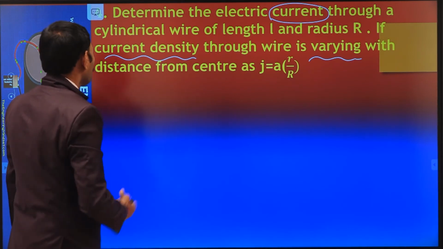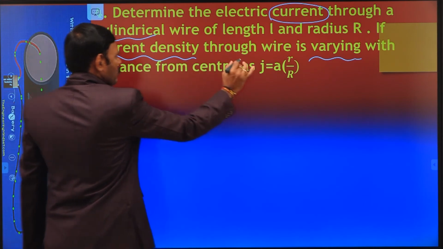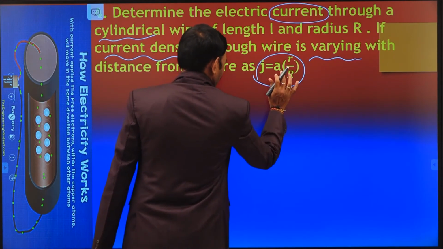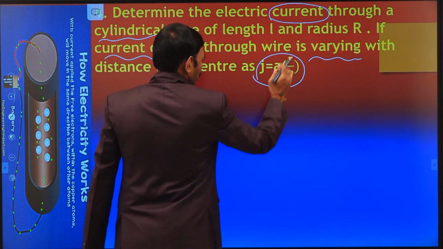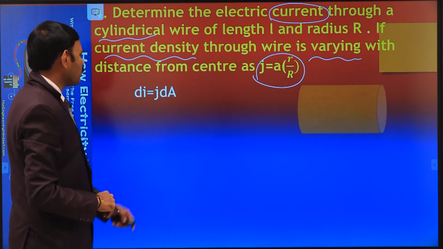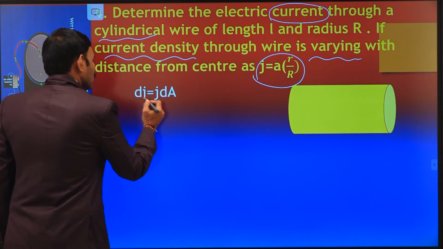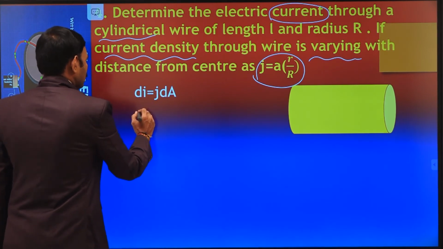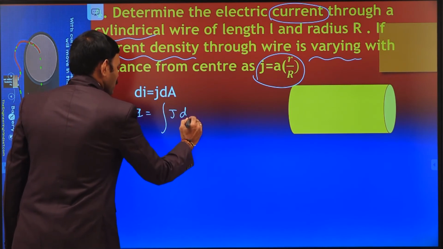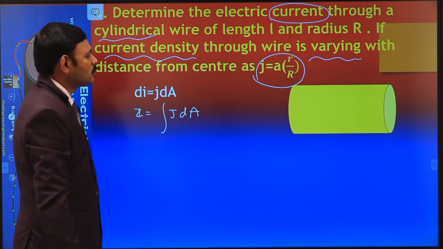Calculate the current through the cylindrical wire. The shape is cylindrical, but the current density through the wire is varying. It is a function of small r, where capital R is the radius of the cylinder, small r is the distance from the axis, and A is any constant. To solve this, we use this formula: dI is equal to J dA. For variable values of J, this is the suitable equation.